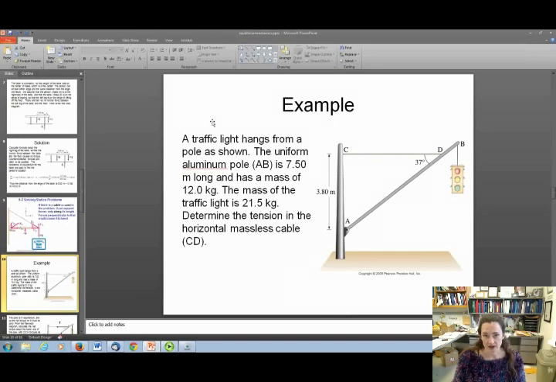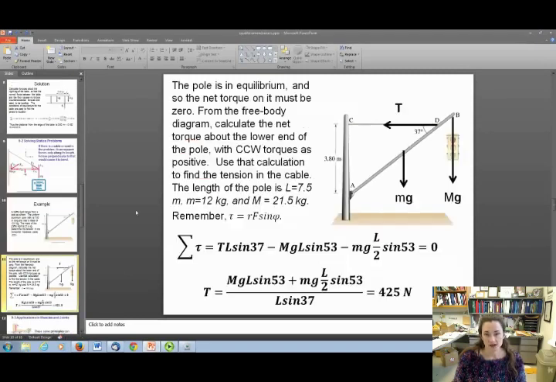Here we have a traffic light hanging from a pole as shown in this figure here. And it's a uniform aluminum pole that's 7.5 meters long from A to B. And it has a mass of 12 kilograms. And then it supports a traffic light, which has a mass of 21.5 kilograms. And what they want is the tension in this horizontal massless cable that runs from C to D here in the figure. Okay? So yet again, this is one of those things where you're going to have to calculate a torque. All right? So the pole is in equilibrium, and so the net torque on it has to be 0.